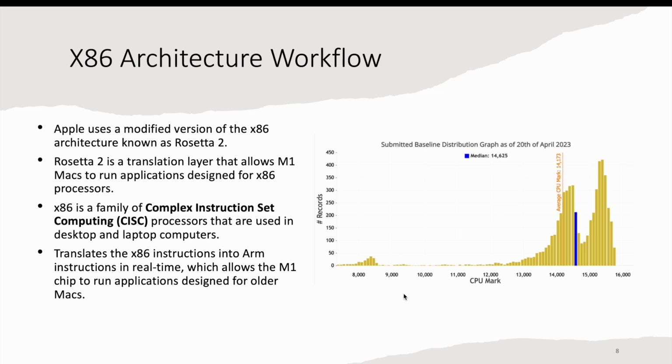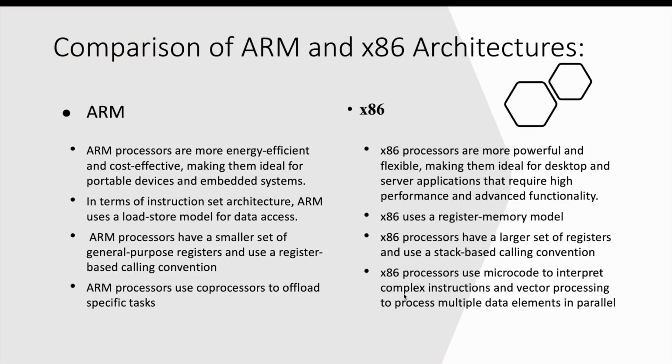The x86 architecture also uses microcode, which is a layer of software that interprets complex instructions and breaks them down into simple micro-operations that can be executed by the hardware. This makes x86 more flexible than other architectures. All right. Next, we can go through a comparison of the ARM and x86 architectures.